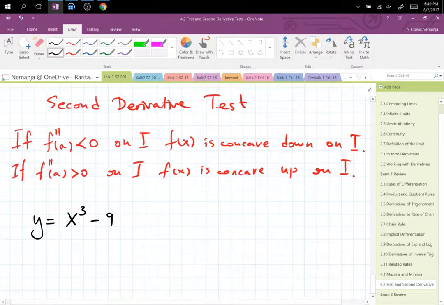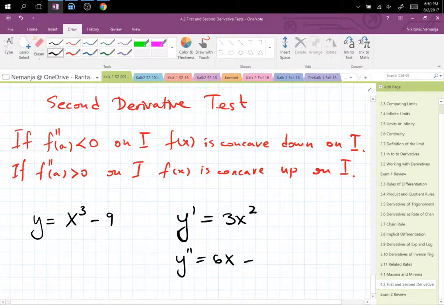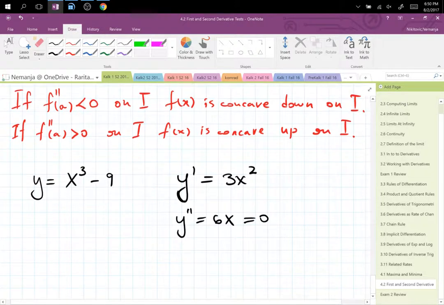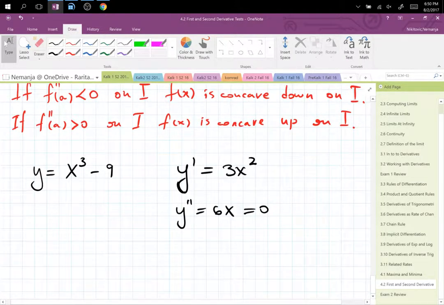So what do I have? I have the first derivative, which we are not going to need for calculations, 3x squared. And then I have a second derivative, which is 6x, and we set that one equal to 0, because now we're working on a second derivative test. So when I set that equal to 0, I get x equals 0. This is called an inflection point.